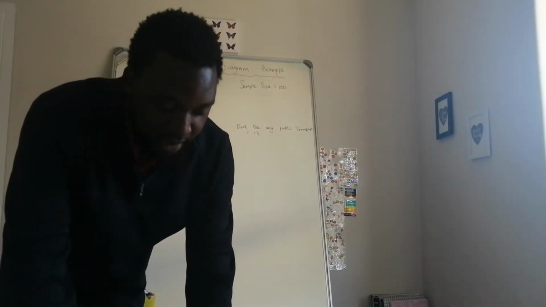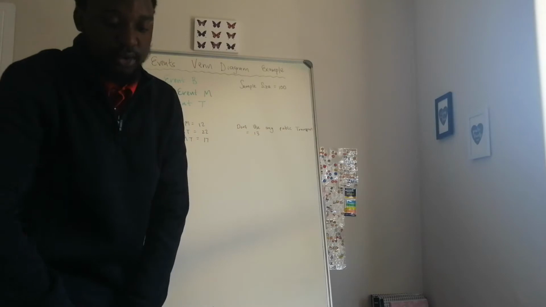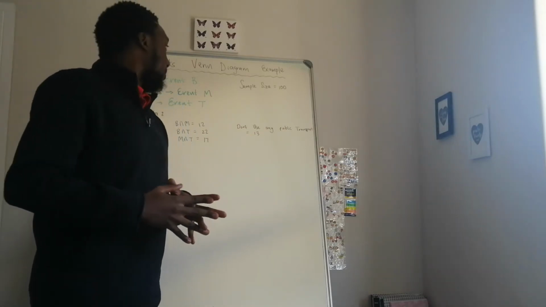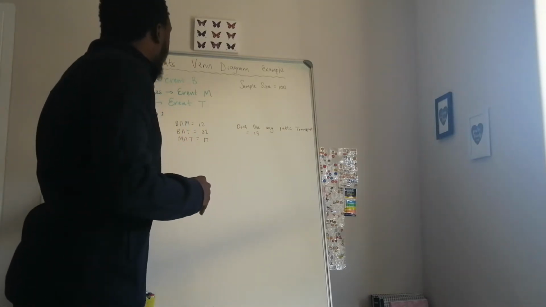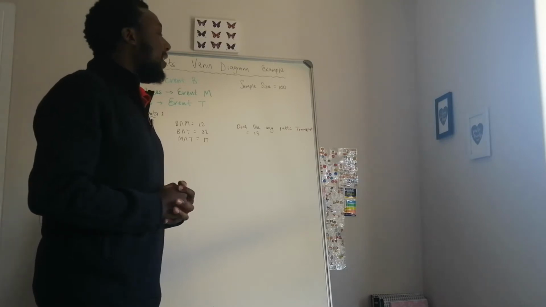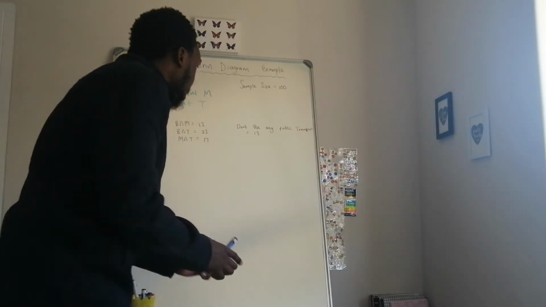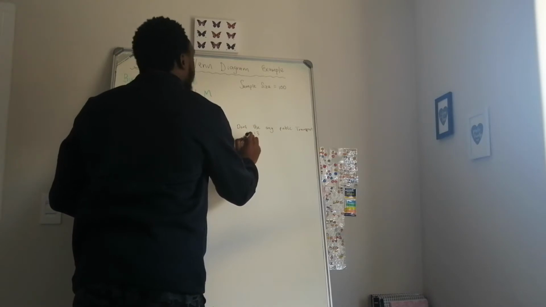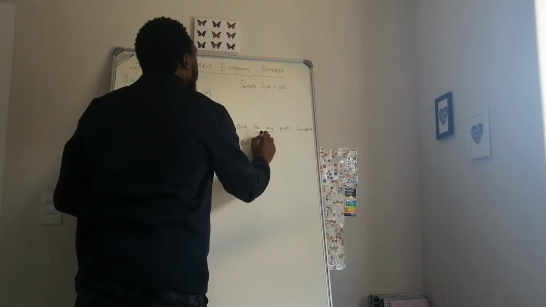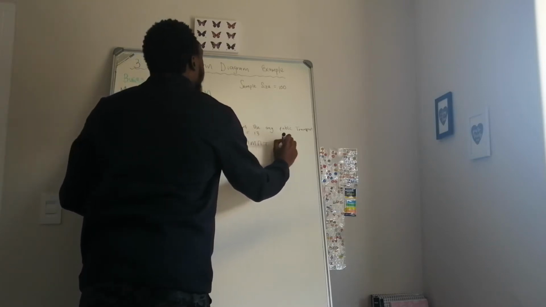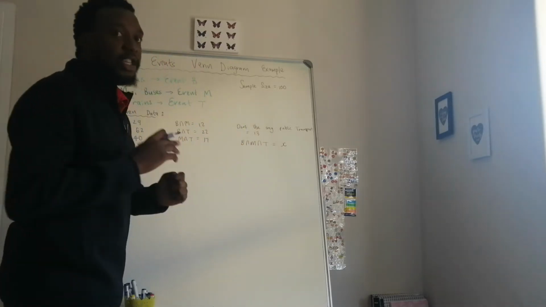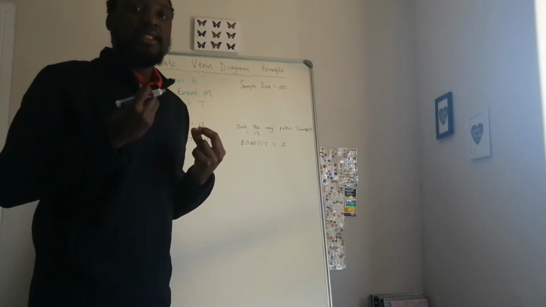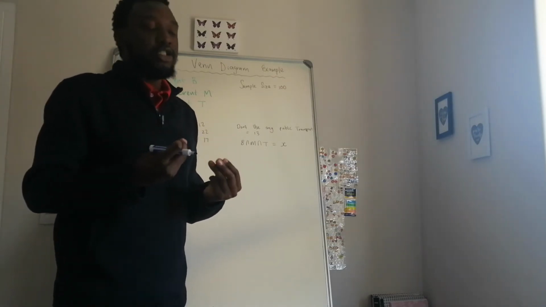So number one, we're asked to draw a Venn diagram representing this information and let the intersection where B intersects with M intersects with T be equal to X. So that's what we're told in the first question. That's what we're asked to do.